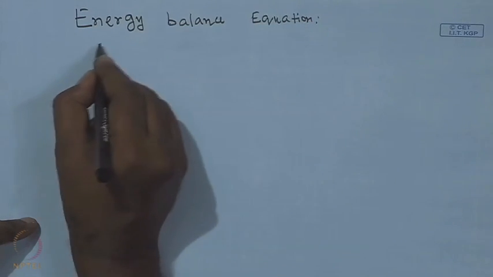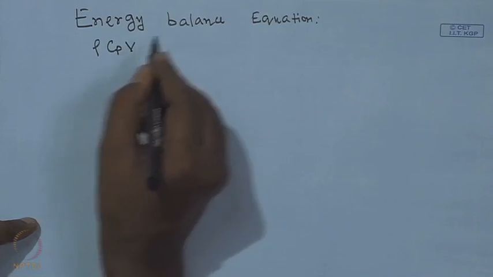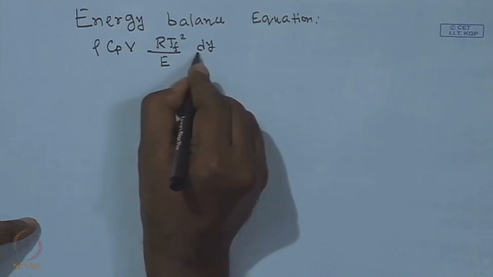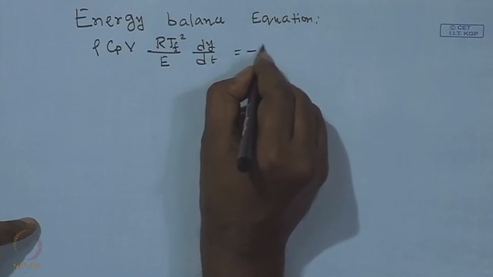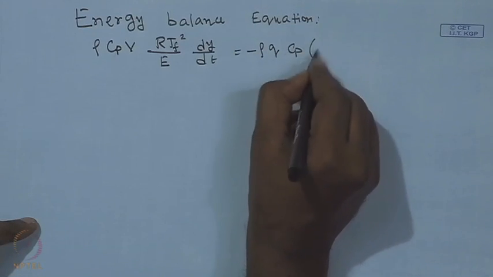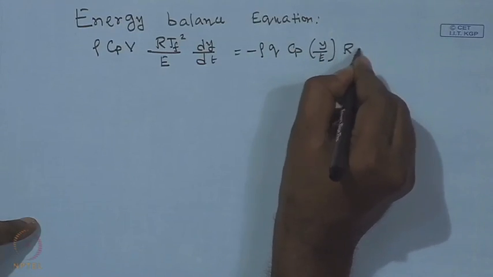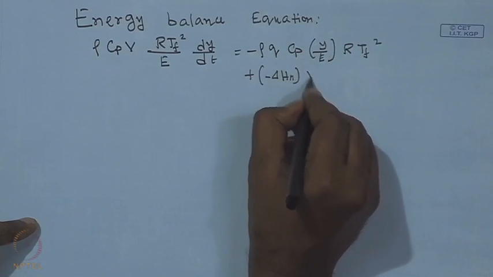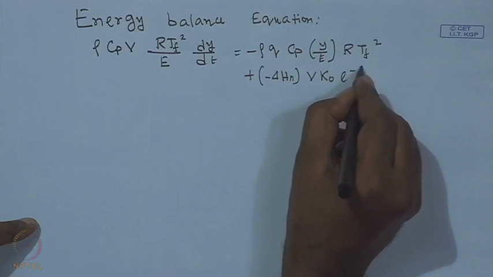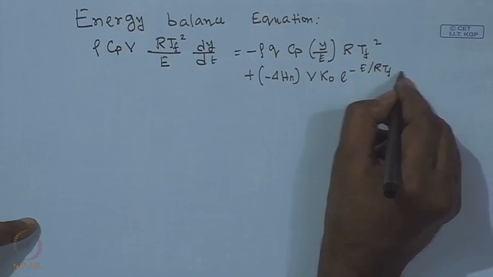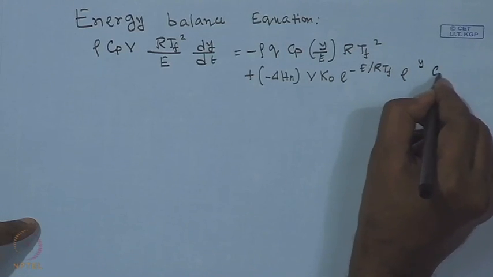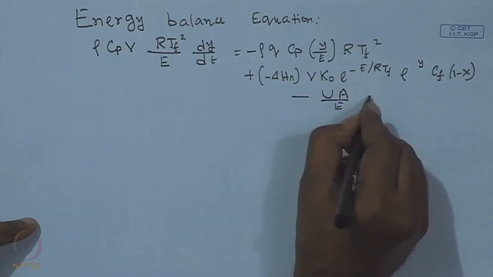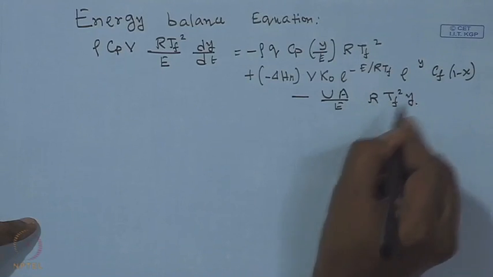In this case, we make it non-dimensional: rho Cp V R T f square divided by E dy dt is equal to minus rho Q Cp y by E R T f square plus minus delta H r, this is the exothermic reaction term, V k naught e to the power minus E over R T f e to the power y C f 1 minus x minus U a over E R T f square times y.